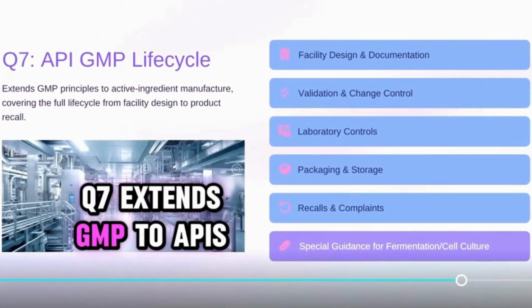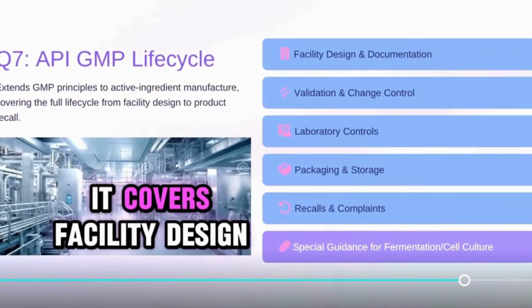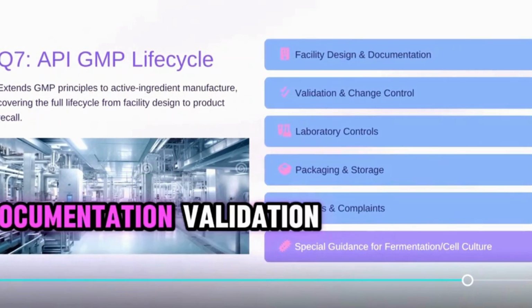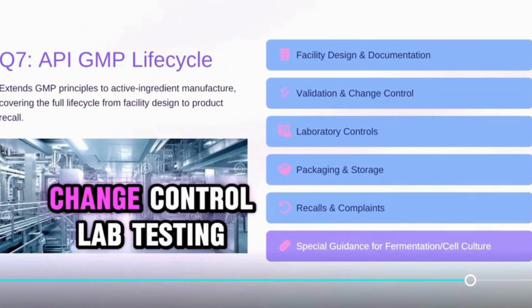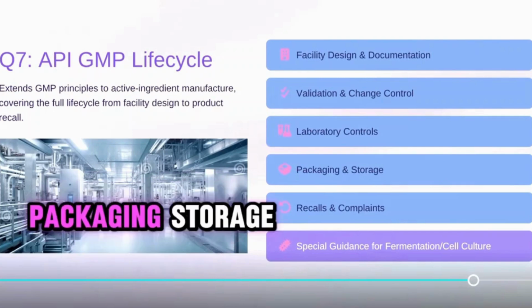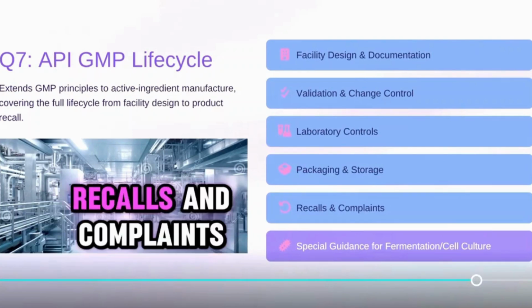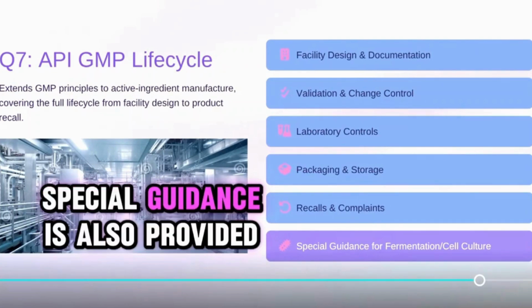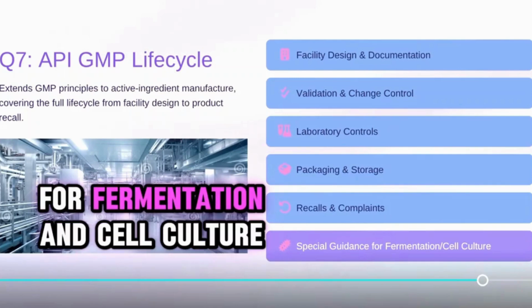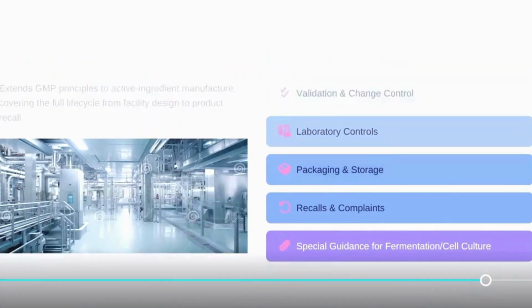Q7 extends GMP to APIs. It covers facility design, documentation, validation, change control, lab testing, packaging, storage, recalls, and complaints. Special guidance is also provided for fermentation and cell culture APIs.